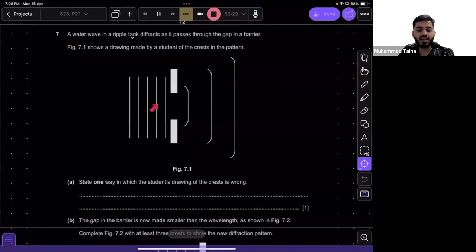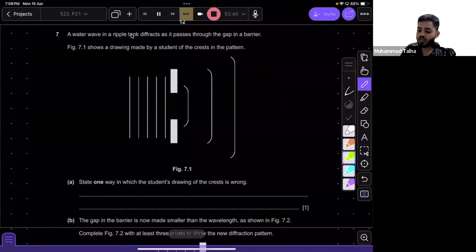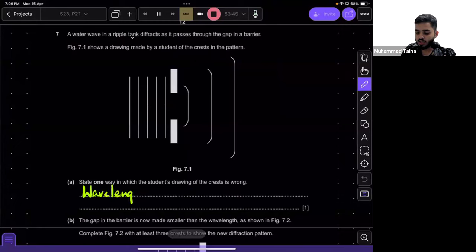First off, you know that wavelength does have an impact on diffraction, but diffraction does not have an impact on wavelength. All right. What I mean to say is that the wavelength before and after diffraction should be the same. This is one of the more obvious ones. So wavelength should not change after diffraction.